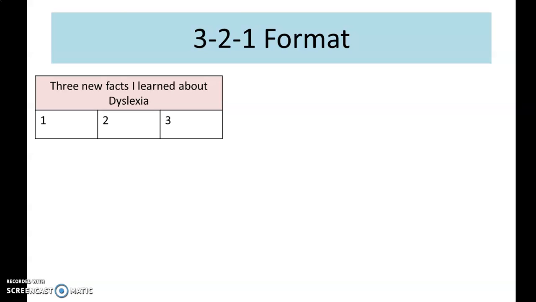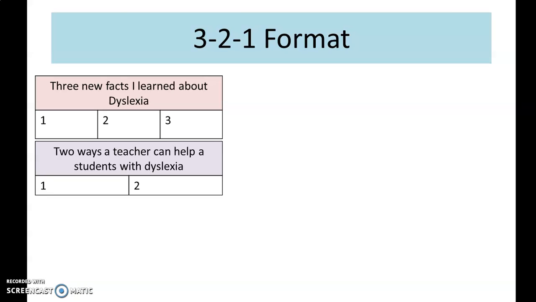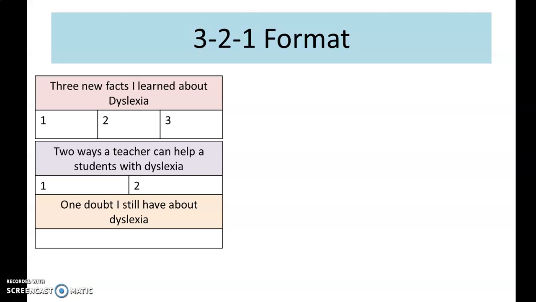Then we come to the 3-2-1 format. Let us say you have just taught your class about dyslexia. Then ask all students to write down 3 new facts that they learned about dyslexia. So the students note down 3 facts that they have learned. Next, 2 ways in which a teacher can help students with dyslexia. So again, students respond independently. And 1 doubt that the student might still have about the topic dyslexia. So this is the 3-2-1 format.